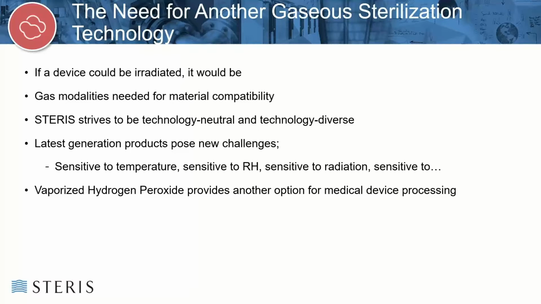As well as this, STERIS always tries to be both technology neutral and technology diverse, meaning that we have the widest range of technologies to choose from that we can, so that rather than trying to make your product work for a set technology, we can pick the technology that will work best and fit any sensitivities your product might have. A lot of latest generation products also tend to pose a lot of new challenges, being sensitive to things like temperature, humidity, radiation, and so on. And therefore, the more technologies that we have to choose from, the more likely it is that we'll have something that will work for your product. So with all this in mind, vaporized hydrogen peroxide just provides another option for medical device processing that we can look at if your product can't be processed with gas or with ethylene oxide or radiation.